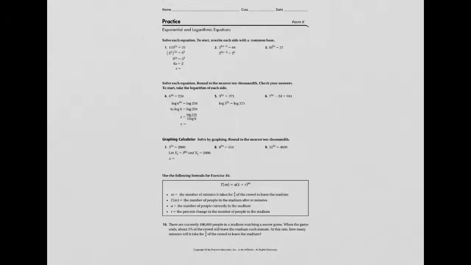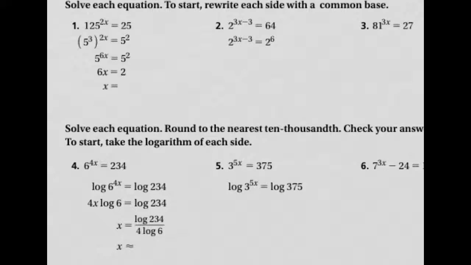And as always, remember you can pause whenever you need to. Try the problems on your own first before you see the actual solution, the actual answer. Okay, here we go. Let's start with number 1, which is almost completely solved for us already here. It says 125 to the 2x power equals 25.